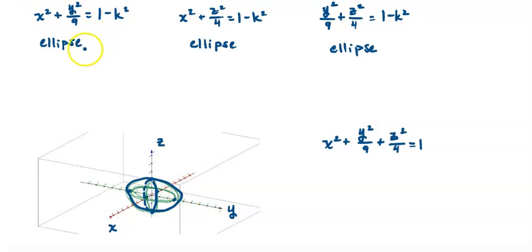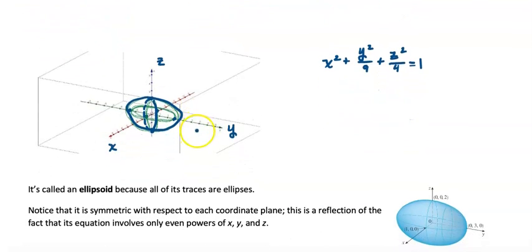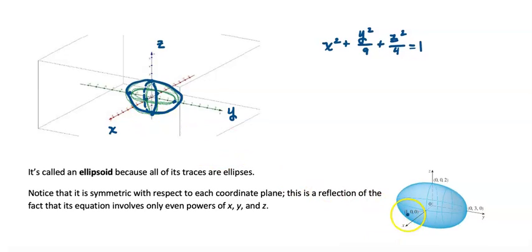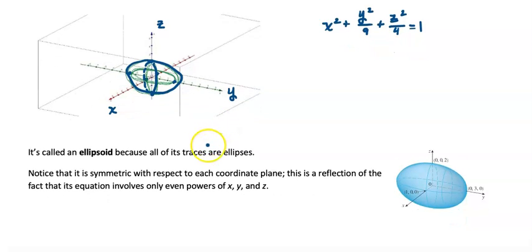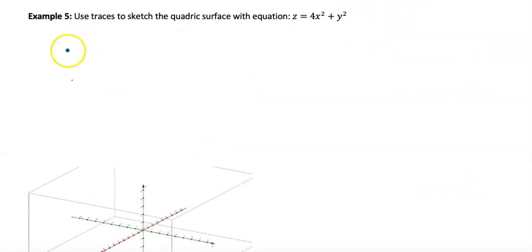All right, and because all of these three traces are ellipses, we can call this an ellipsoid. And we do have the conclusion down here so you can get a better picture of what this actually might look like. But I just wanted to go through the process of graphing it so you could kind of follow along. All right. Example 5.